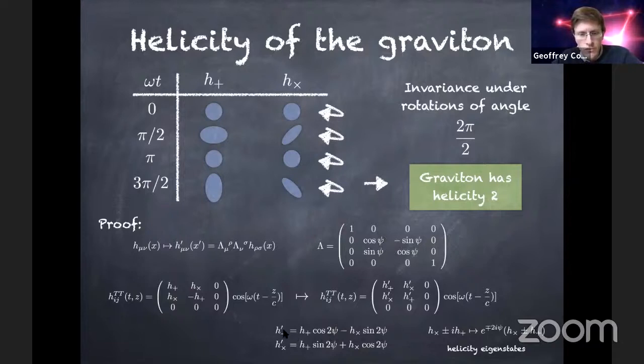So if I put these helicities together into a complex basis, I find this. It means that if you act with a single rotation, this will be an eigenstate with eigenvalue 2. So at each time you have this eigenvalue 2. And that's the definition of helicity 2.